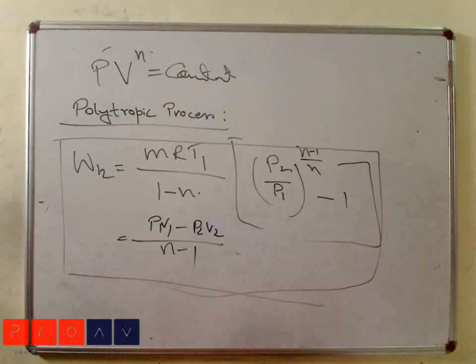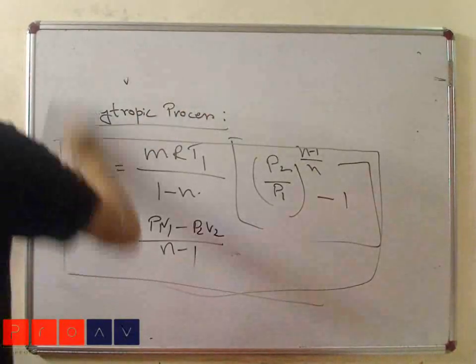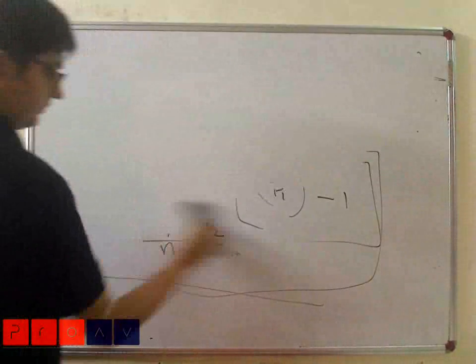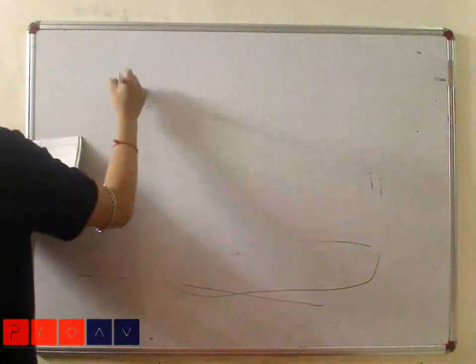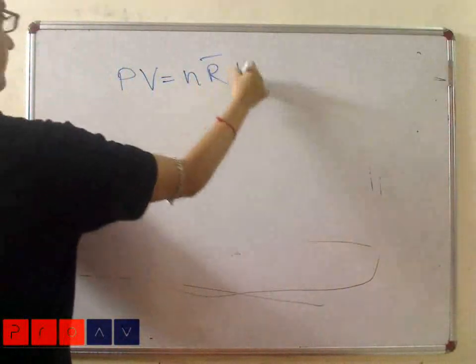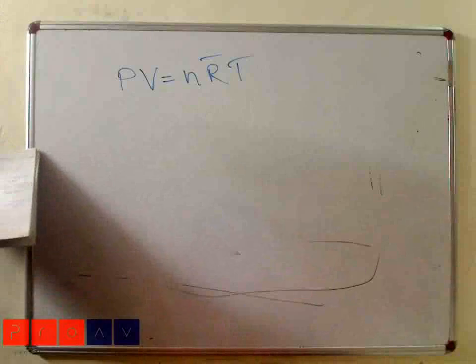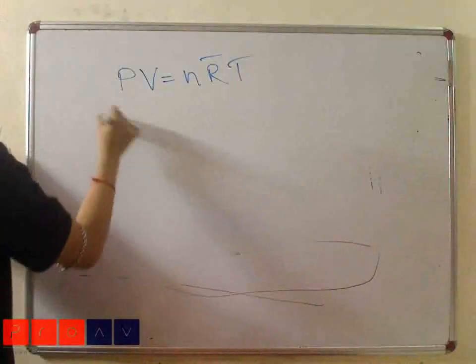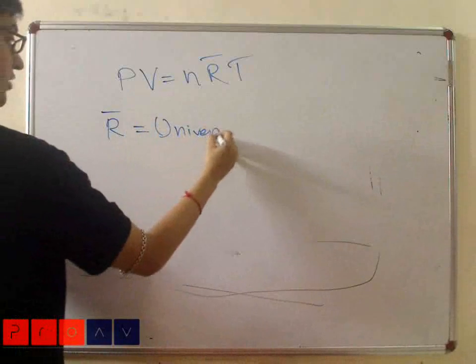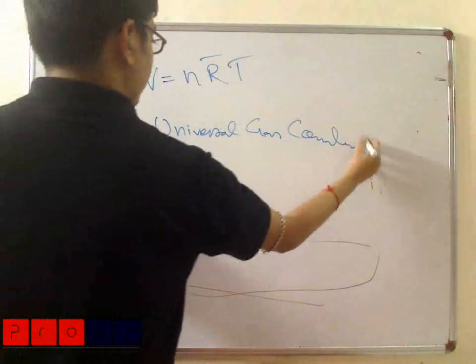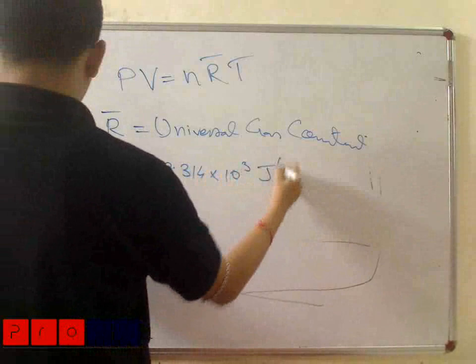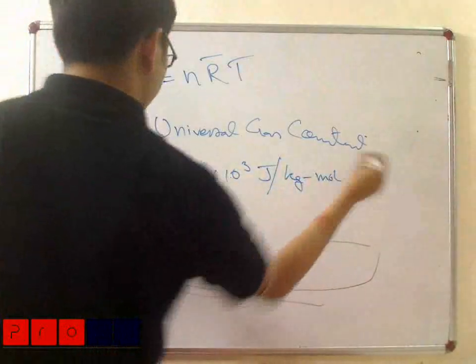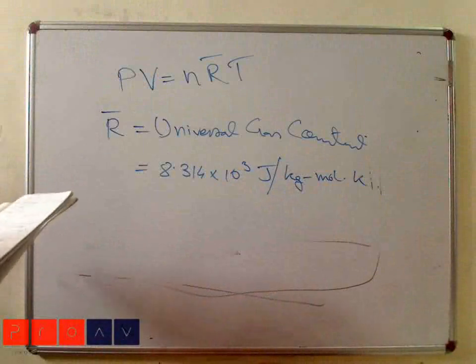Now coming to the ideal gas laws. This is PV is equal to nRT, where R bar is the universal gas constant, whose value is 8.314 times 10 to the power 3 joule per kg mole K. This does not depend on the property of the gas. It is the universal gas constant.